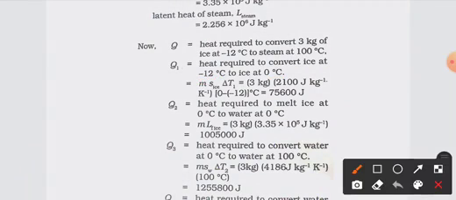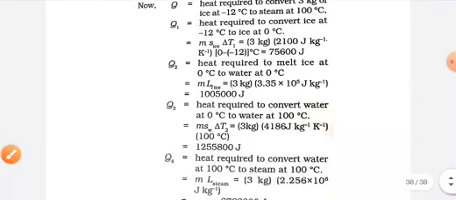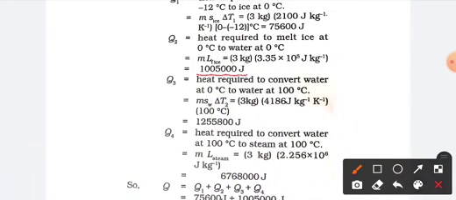That means it will be m s delta T. This amount of heat will be required to raise the temperature of ice from minus 12 degree to 0 degree. Then what will happen? Now we have 0 degree Celsius ice. This will be converted into 0 degree water. That means here the latent heat of fusion will be used, m into Lf. So heat required to melt ice at 0 degree Celsius to 0 degree water will be m into Lf. Latent heat of fusion is given, mass we know is 3 kg. So this much amount will be required to convert 3 kg ice into water.